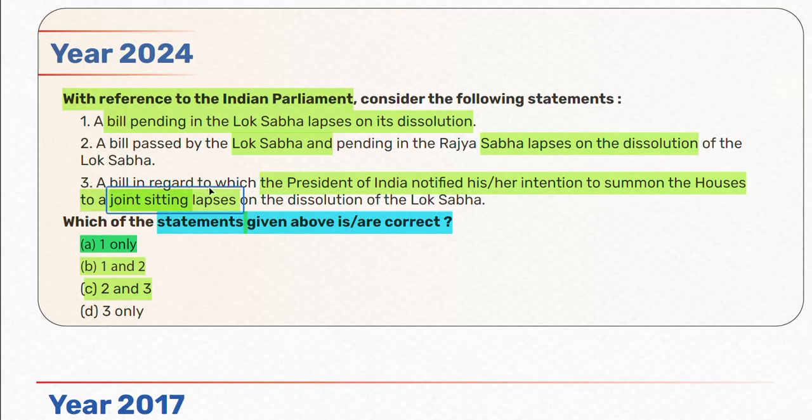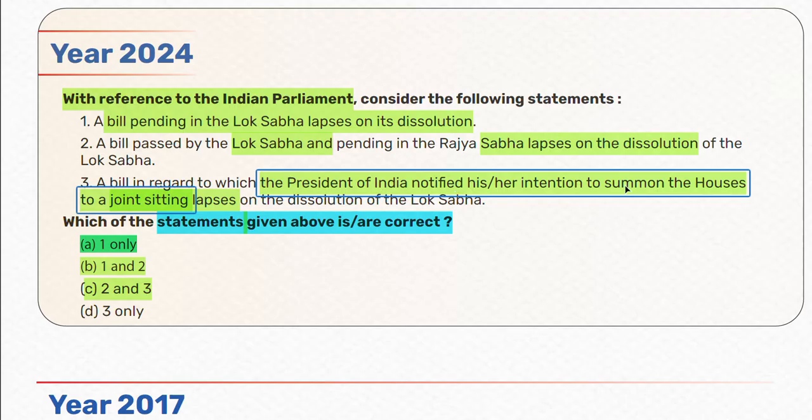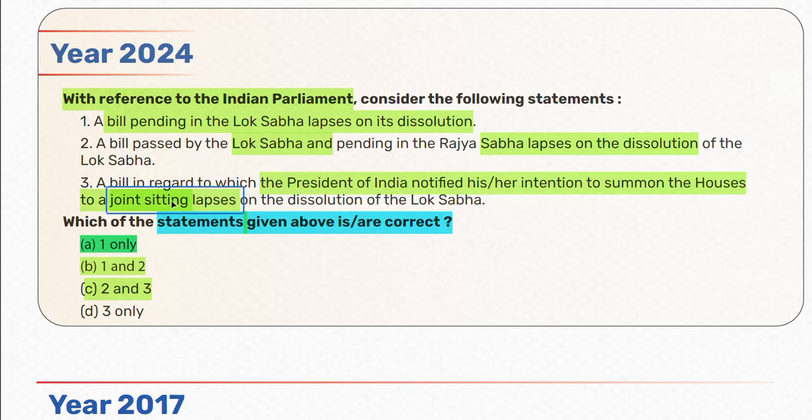A bill in regard to which the President of India notifies his intention to summon the houses for a joint sitting. That we know is incorrect. So three is incorrect, and one and two are correct. So B will be the correct answer.